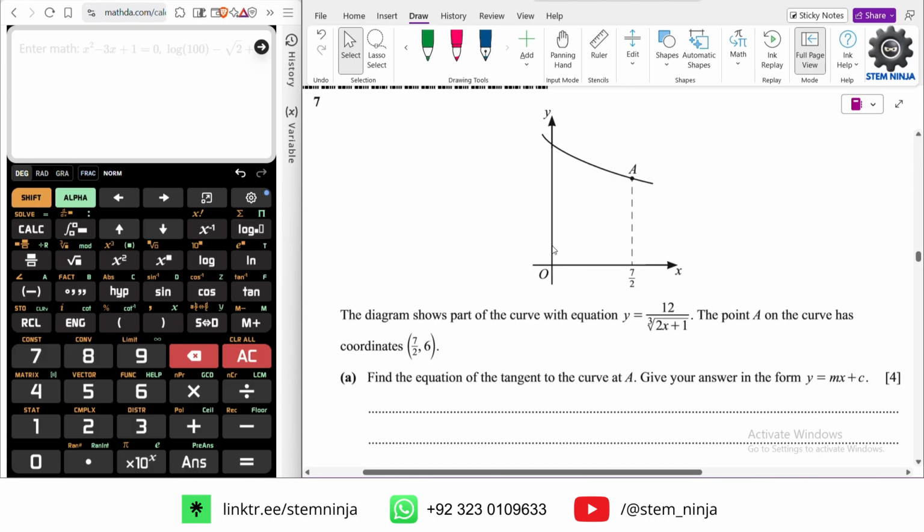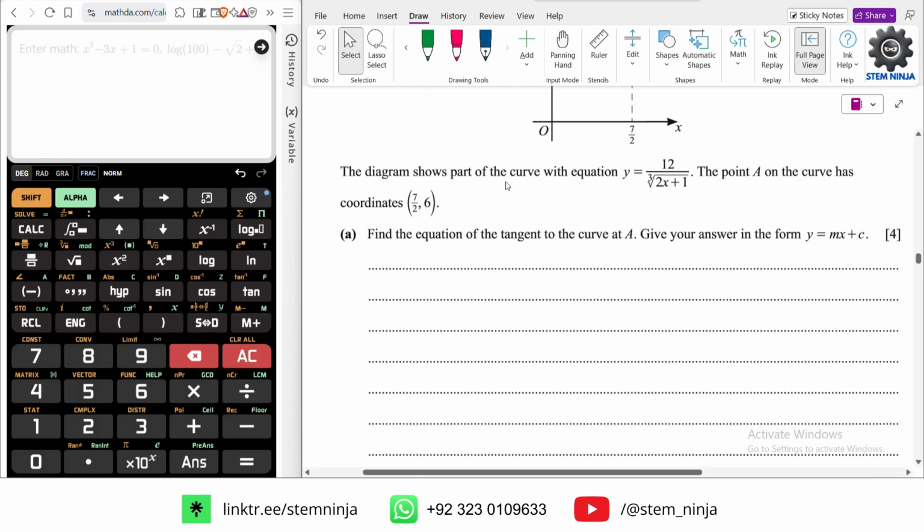Question number 7. The diagram shows part of the curve with equation y equals 12 over (2x plus 1) whole cube root. The point A on the curve has coordinates (7/2, 6). Find the equation of the tangent to the curve at A. Give your answer in the form y = mx + c. So first thing we have to do is to differentiate this.